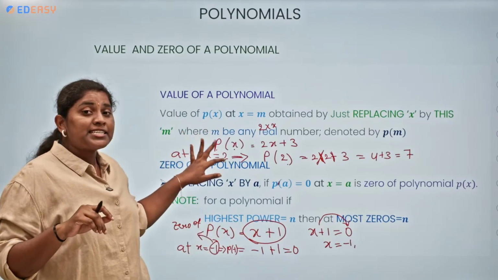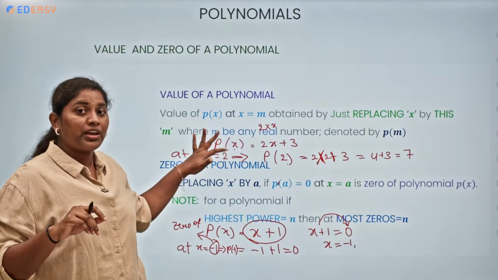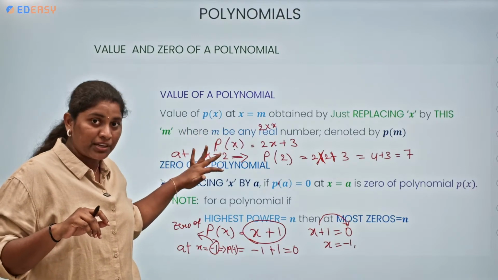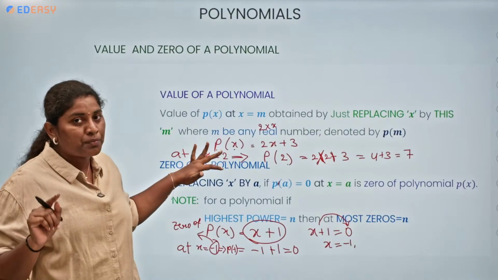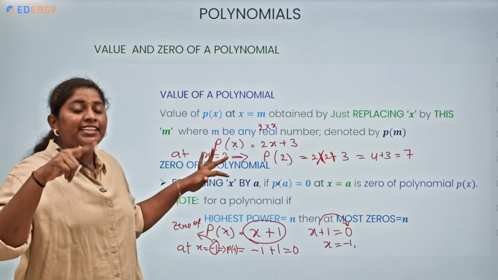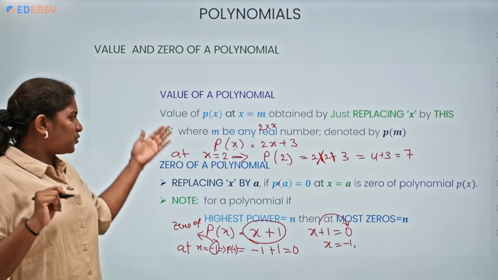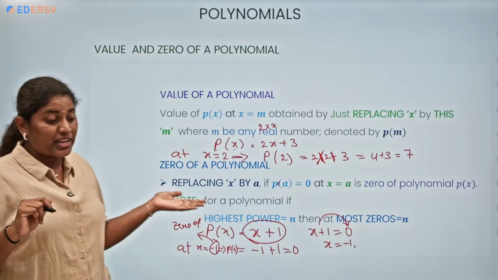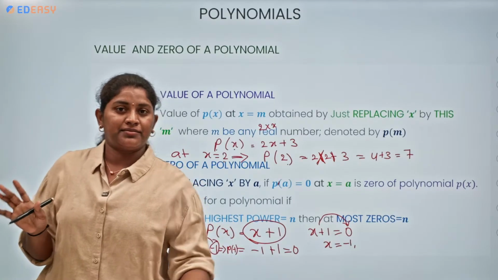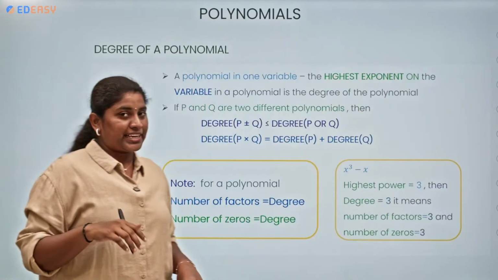So after replacing your variable with the number, if you got the value of your polynomial as 0, then that number will become the 0 of that polynomial. Okay, so you can just relate it so that you will understand much better. Okay, let's move to the next.